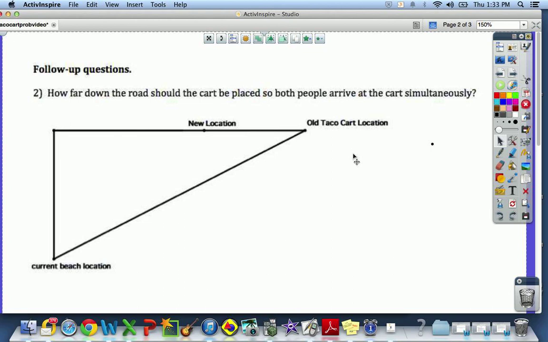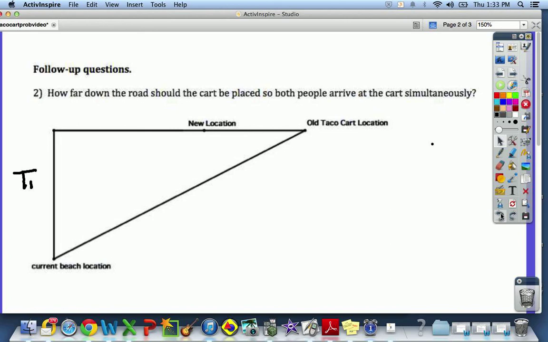So in this video, we are going to be doing the taco cart problem. In this problem, it asks us how far down the road should the cart be placed so both people arrive simultaneously. In order to think about this, we really want to consider the times.